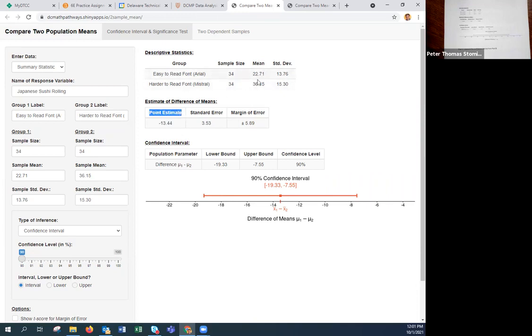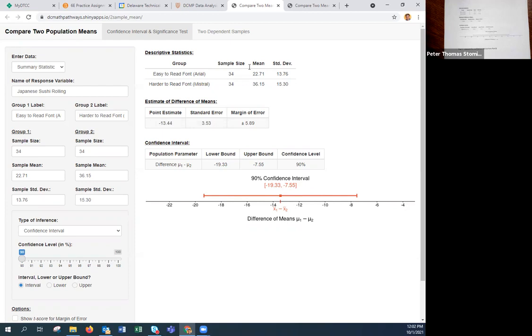So 22.71 minus 36.15 is negative 13.44. Again, the standard error, you're going to talk about the formula of that in lesson 13. So for now, just realize the standard error is 3.53. And the total margin of error, where you multiply your standard error times your, in this case, your critical t-value, is plus or minus 5.89. So if you take negative 13.44 and subtract 5.89, you get negative 19.33. And if you take negative 13.44 and you add 5.89, you get negative 7.55.